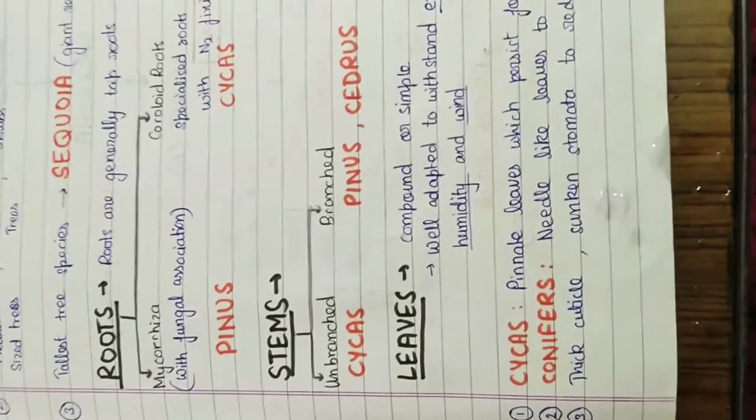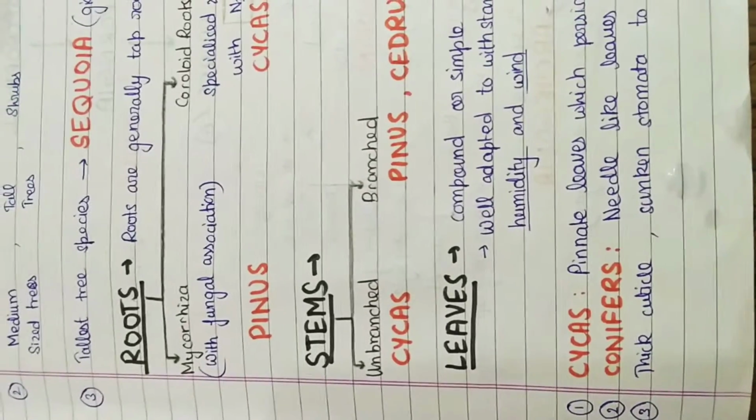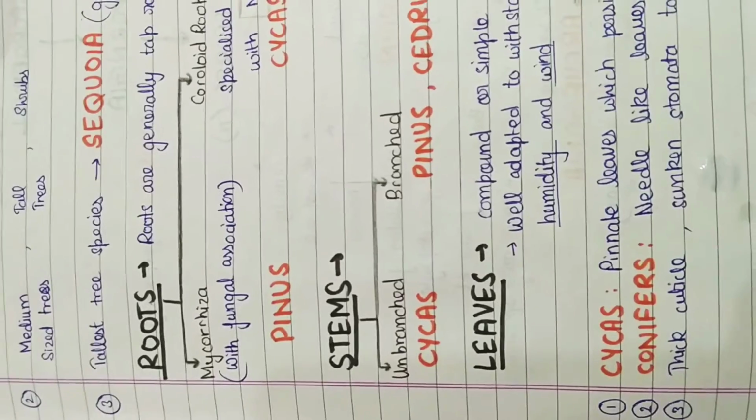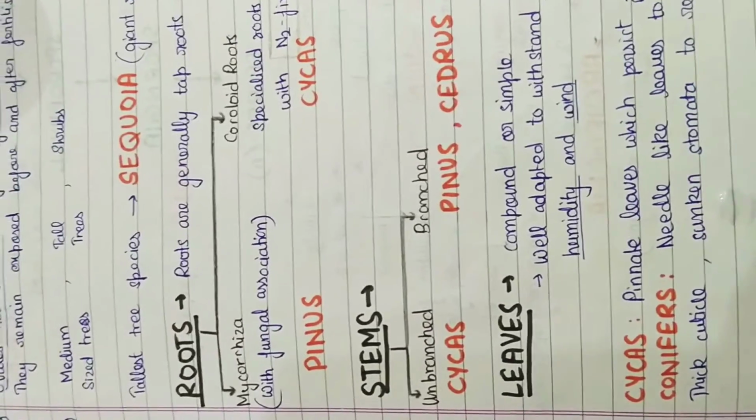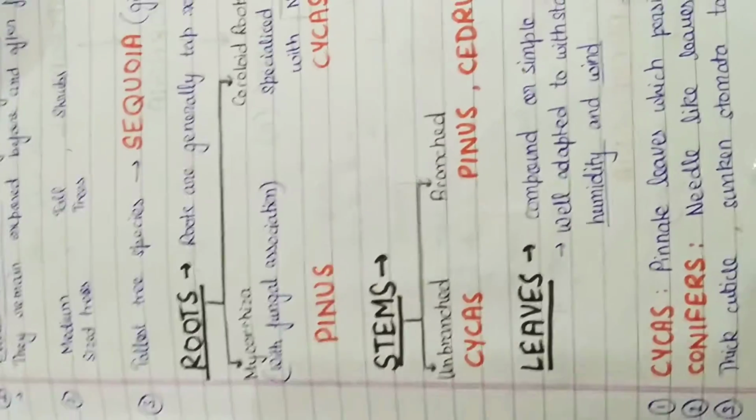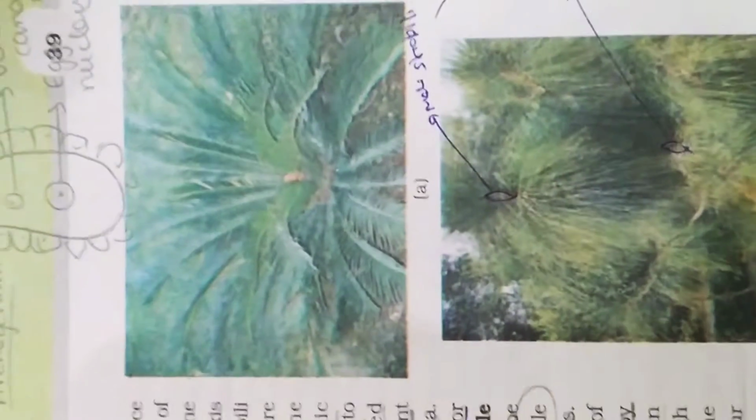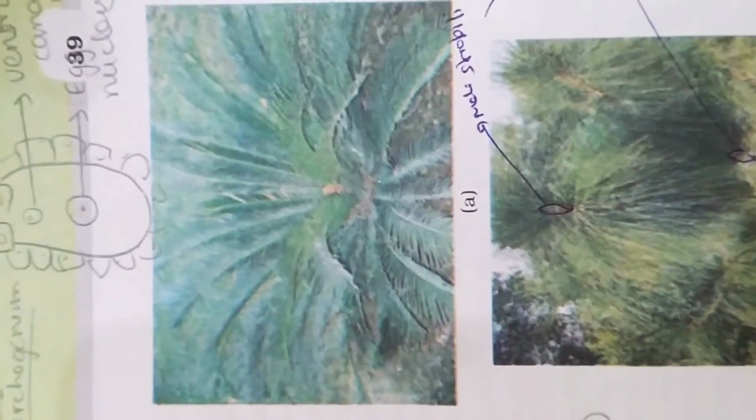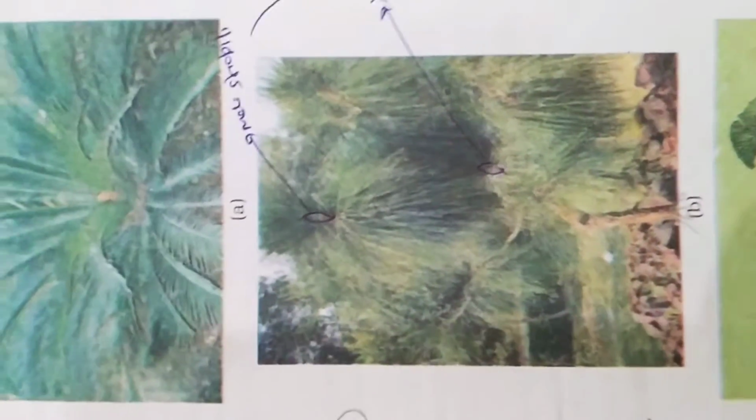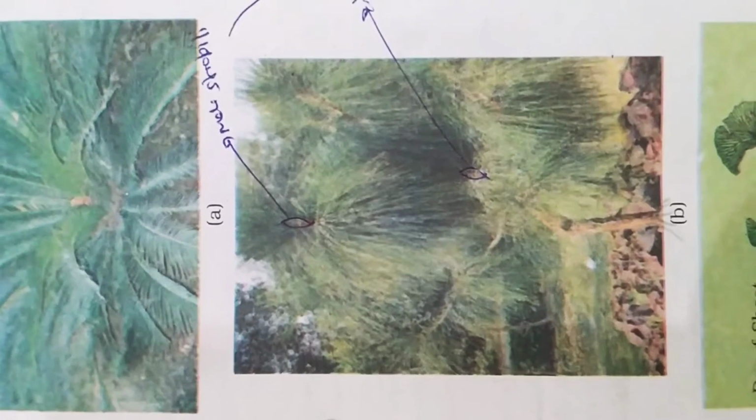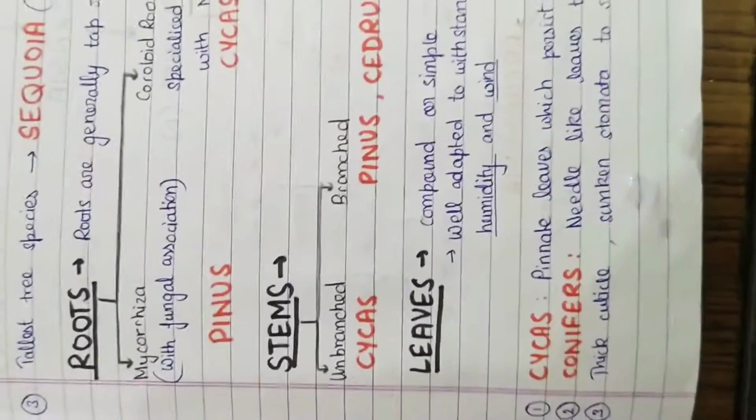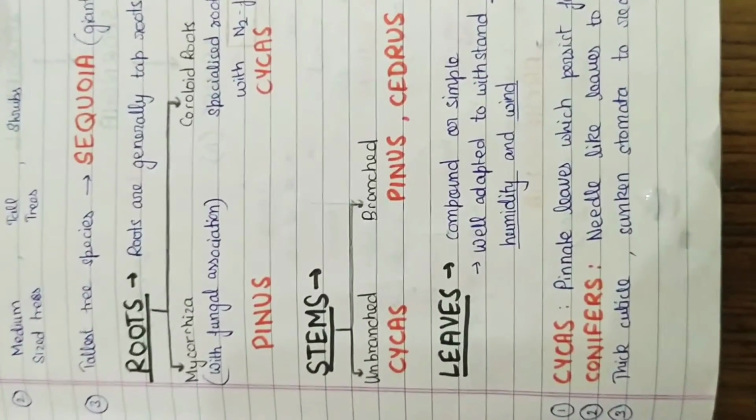Next, coming to the stems. There are two kinds of plants that we can see in gymnosperms. First is unbranched, which is Cycas. Now let me show you the Cycas. This is the Cycas plant, and we can easily figure out that the plant is unbranched. However, Pinus and also Cedrus, we can easily see that the plant is hugely branched. So coming to the stems, we have only two kinds of stems, branched and unbranched.